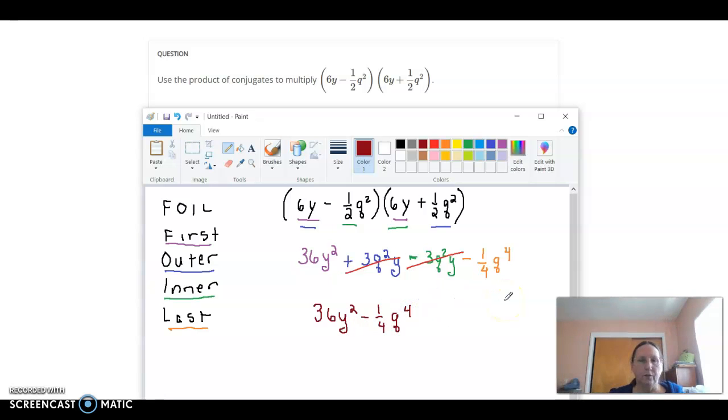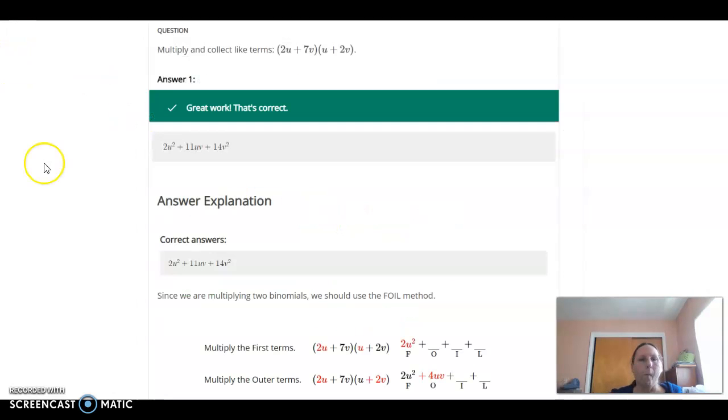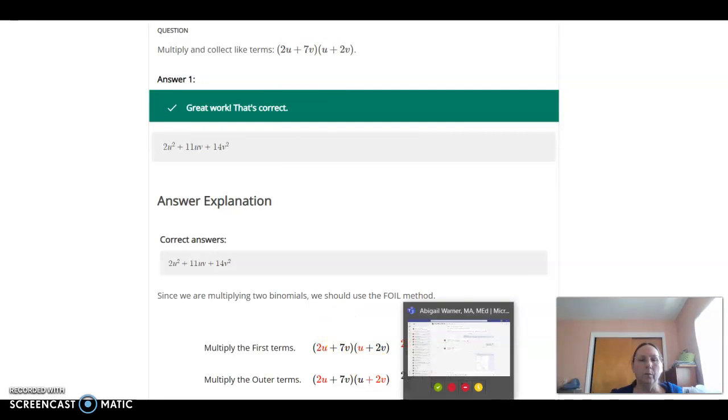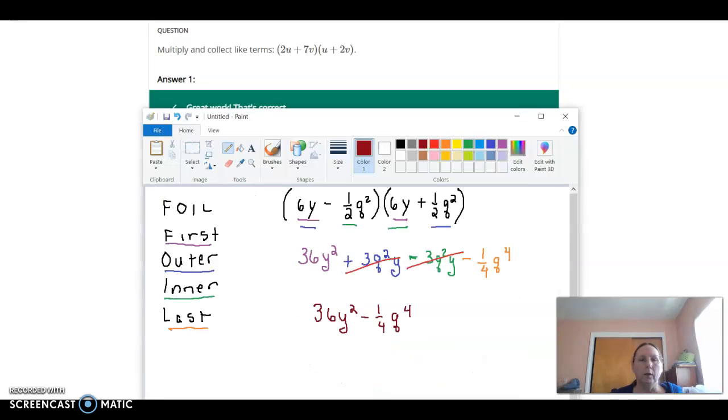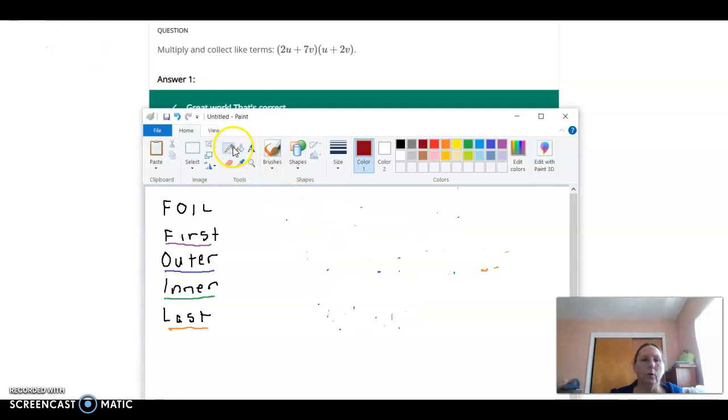Okay, so that's the foiling method. So I'm going to do another example, this time one where your middle terms don't wind up canceling out. So I'm going to write in, we have 2u plus 7v times the quantity of u plus 2v. Okay, so first is going to be 2 times u, so it's going to be 2u squared.